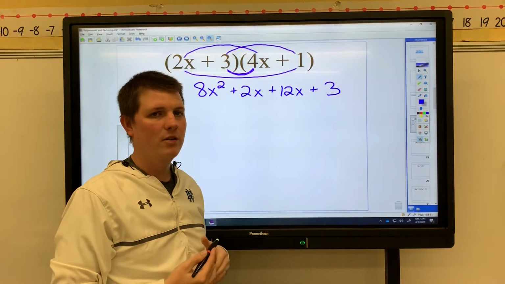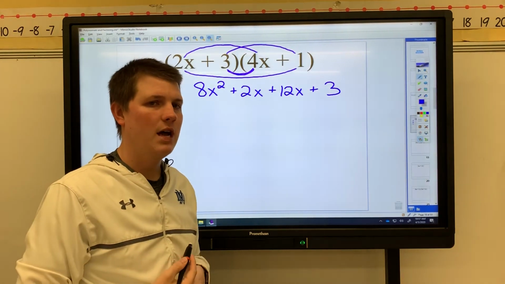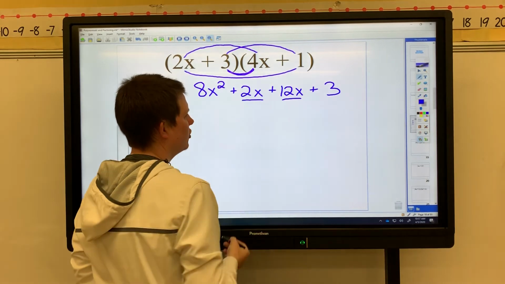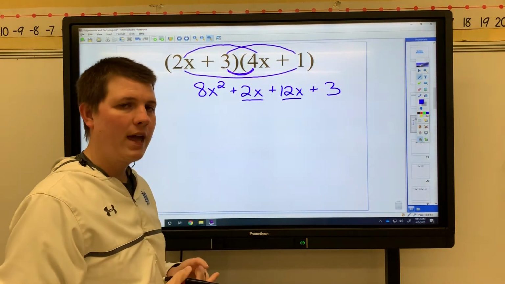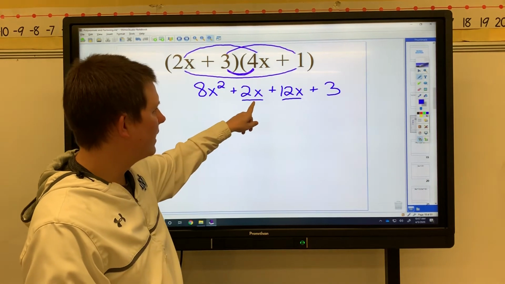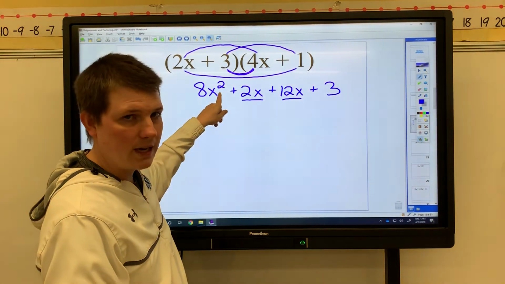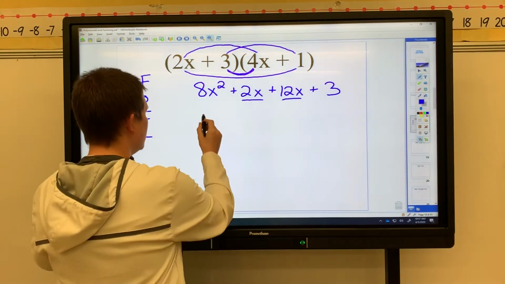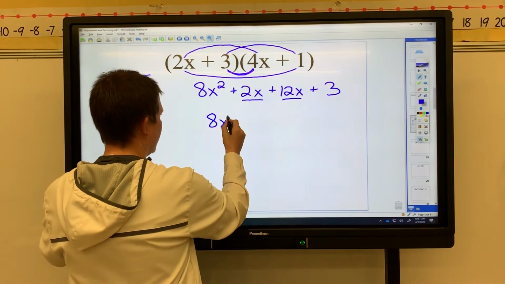And now we combine our like terms. Now 99% of the time, the like terms are going to be the two in the middle. Remember, the like terms are the ones that have the same variable and same exponent. And that's why 8x to the second is not a like term, because it has a 2 as an exponent, and these do not, even though they both have an x. So 8x to the second stays where it's at.